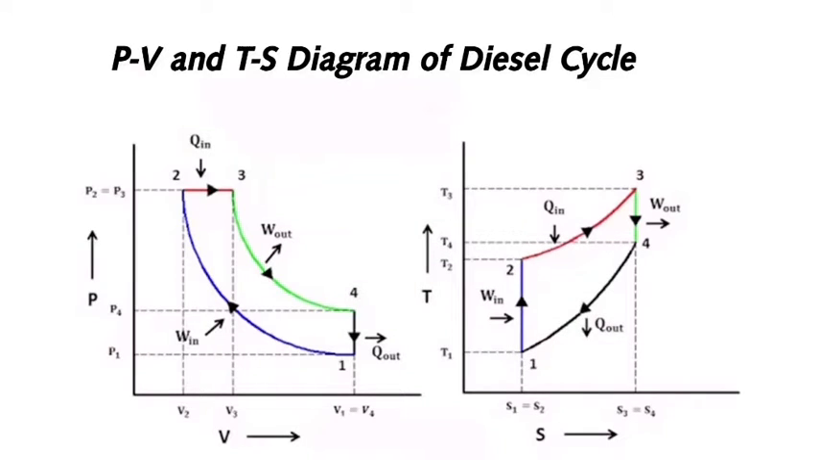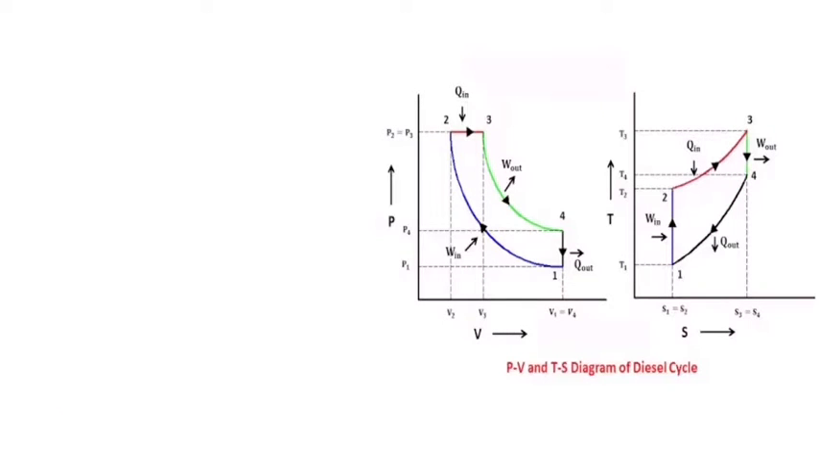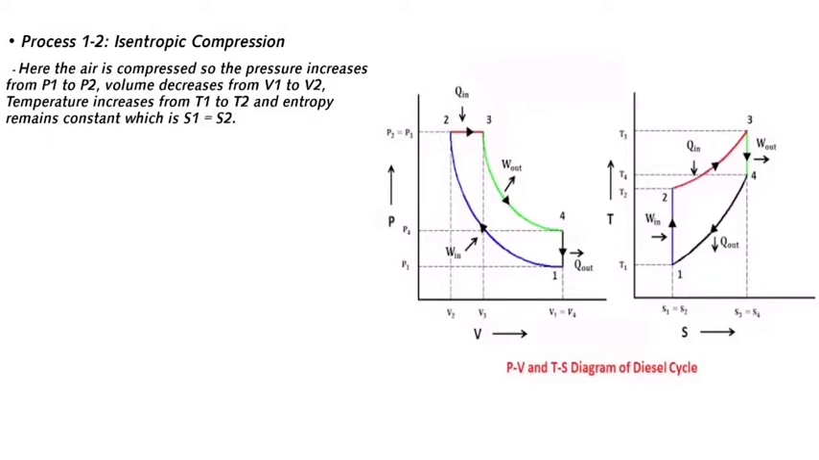When studying the diesel cycle, we also need a PV and TS diagram just like the Otto cycle, but the process is different. Here I am going to explain the four processes involved in this diagram. First is the process 1 to 2, known as the isentropic compression. It means that during compression the entropy remains constant, and there is no flow of heat out of the cylinder walls. Here the air is compressed, so the pressure increases from P1 to P2, volume decreases from V1 to V2, temperature increases from T1 to T2, and entropy remains constant, which is S1 equals S2.